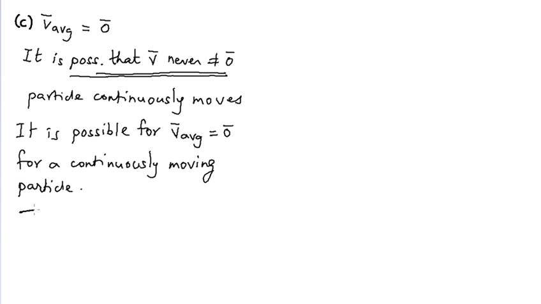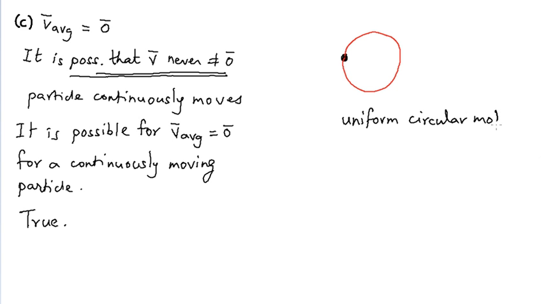The answer to this question is that it is possible. The option is true, and the example that we can cite in support of our claim is the following. Consider a particle which is traveling along a circle, something like this. So the particle moves along a circle, and in particular let it move with uniform speed. So that's a type of circular motion called uniform circular motion. So you can imagine that the particle travels in the clockwise direction.